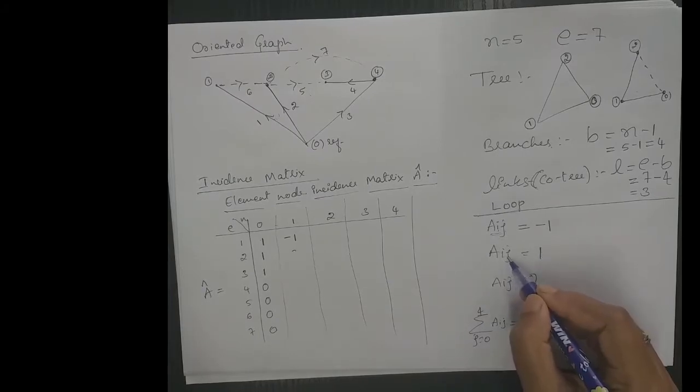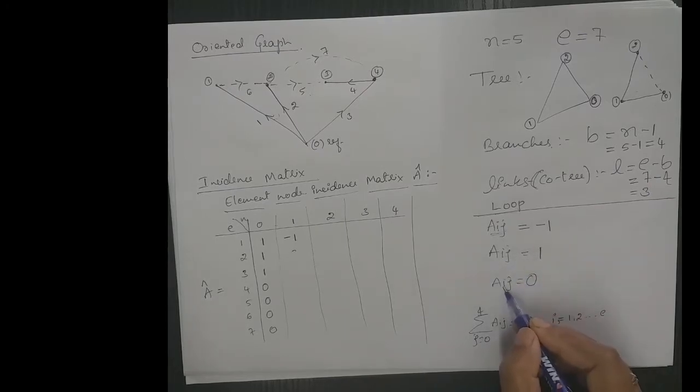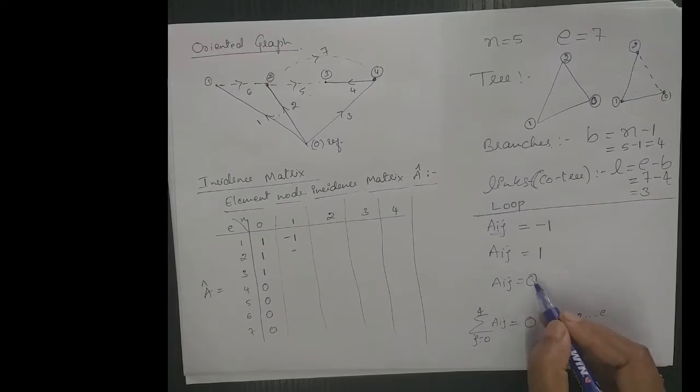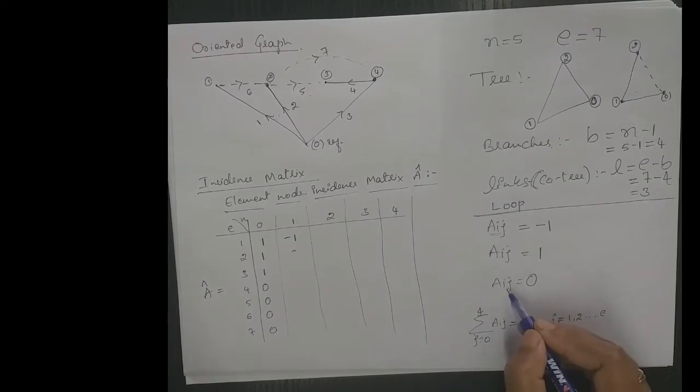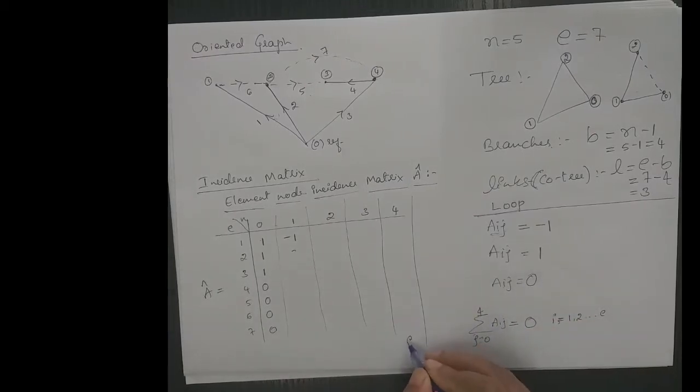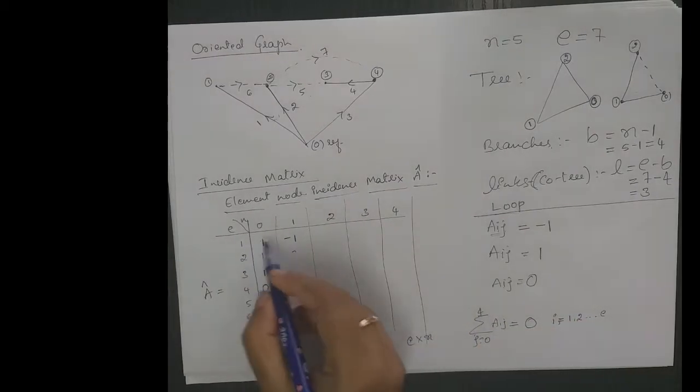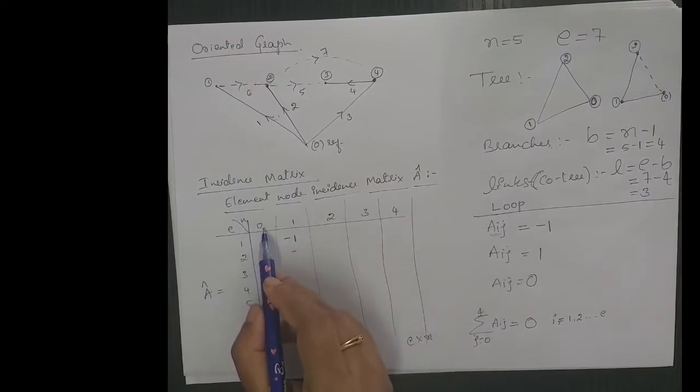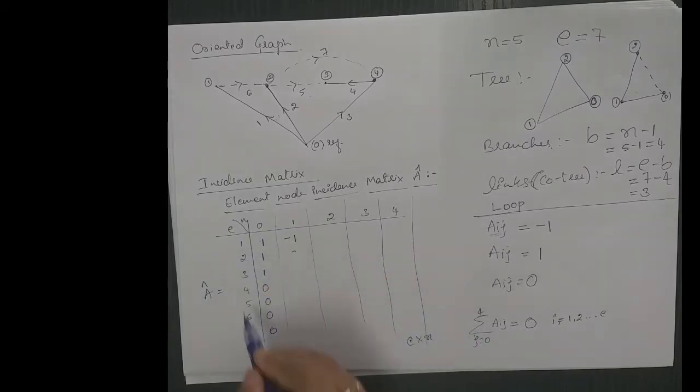Oriented away from the jth node. And if the ith element is not incident to the jth node, then Aij is equal to 0, where Aij is an element of the matrix. The dimension of the matrix is E cross N. Here the rows are the elements and the columns are the node numbers.